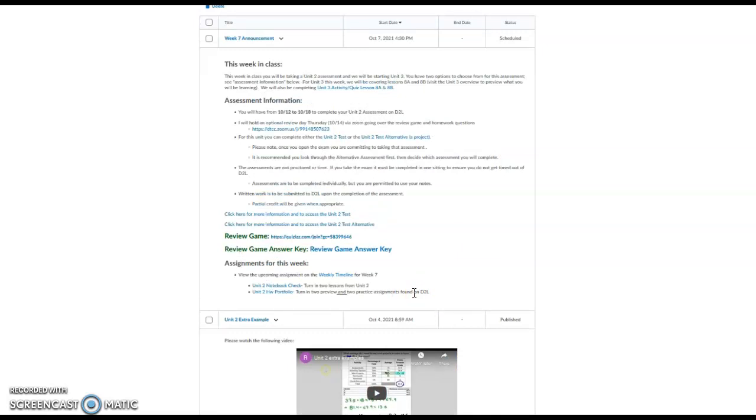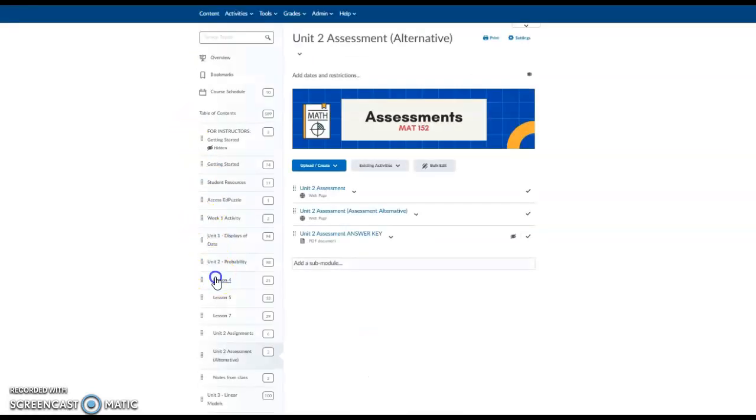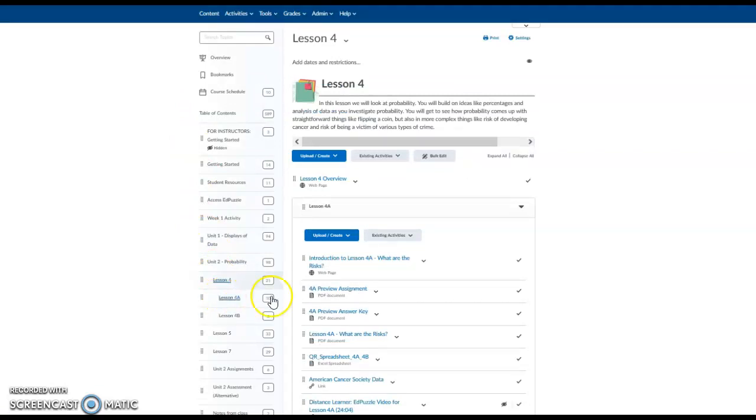Quickly jumping back to the Unit 2 homework portfolio, please make sure you turn in 2 preview and 2 practice assignments. These are the assignments that are found under content, and you'll go under the particular lesson that you're looking for. We do provide you with the assignment along with the answer key, so you can check your answers as you go and contact me if you have any questions.